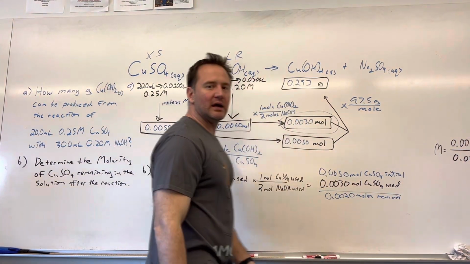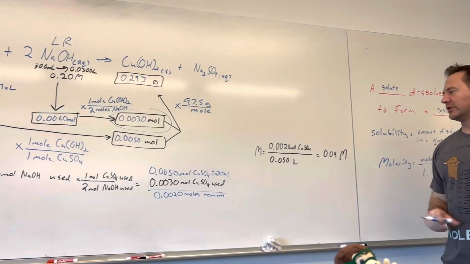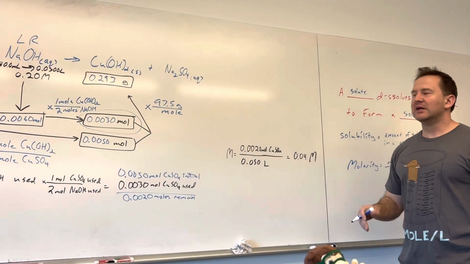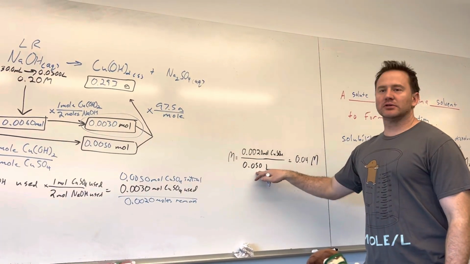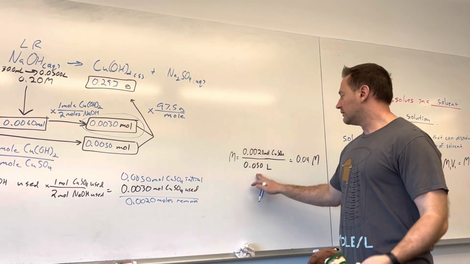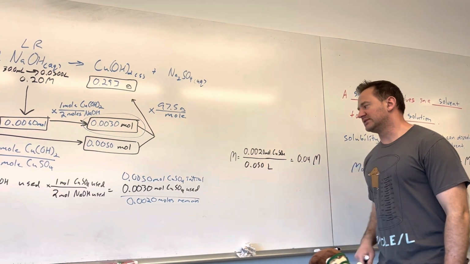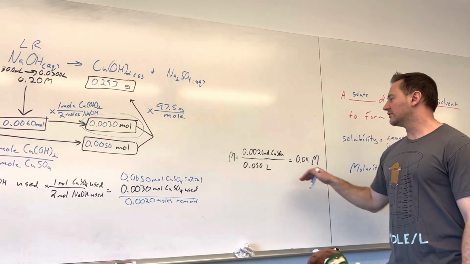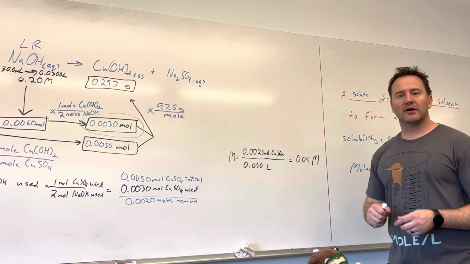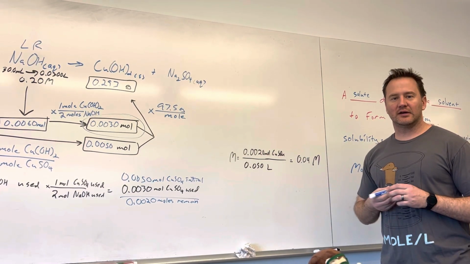And so we take that and we plug that into our molarity equation to figure out its concentration. You have 0.002 moles of copper sulfate. And we had 50 mL of solution now because we reacted 20 mL of one thing and 30 mL of the other. That gives us a total volume of the solution of 50 milliliters, which is 0.050 liters. So we would get a resulting molarity of 0.04 molar copper sulfate at the end of this reaction.